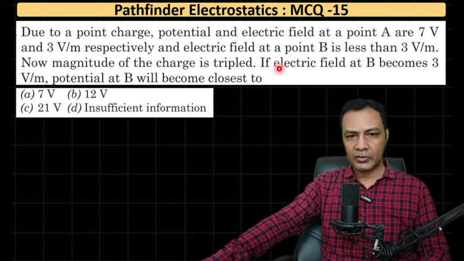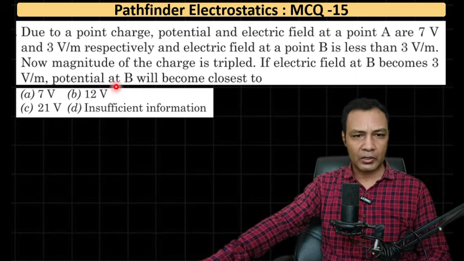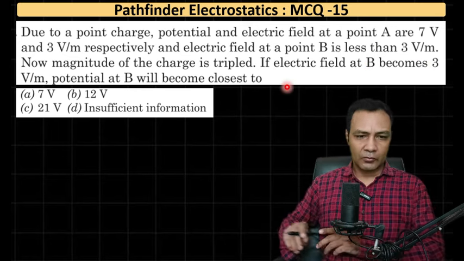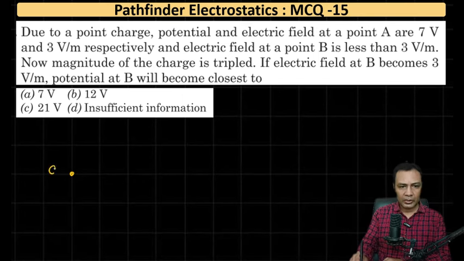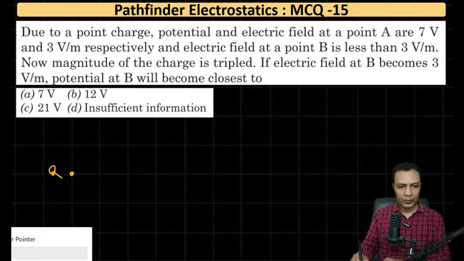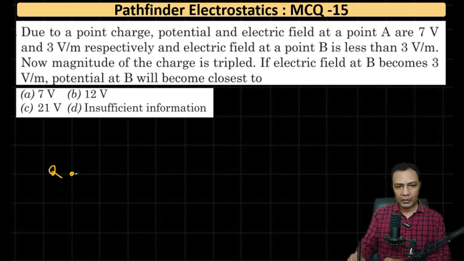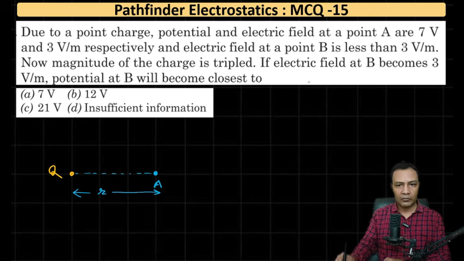Now the magnitude of the charge is tripled. If the electric field at B becomes 3 volt per meter, the potential at B will become closest to what? So let me draw the diagram for this problem. Suppose here the charge Q is placed, and at a point, say A, which let me suppose is at a distance R from Q, the potential and electric field are given.